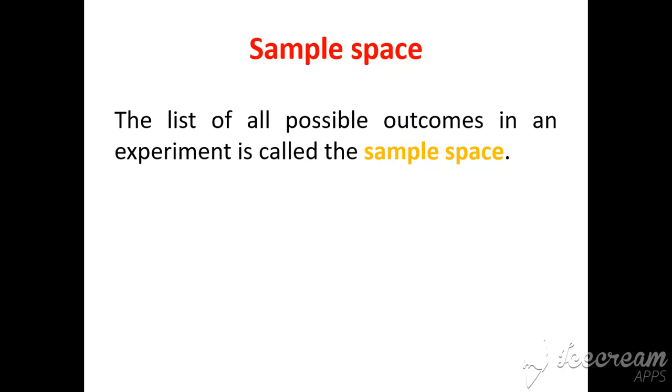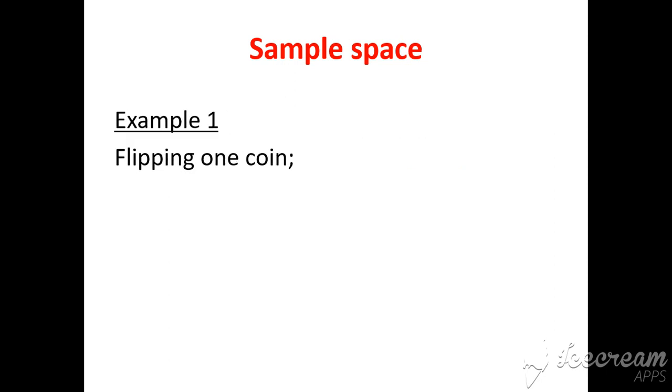Right, so the list of all possible outcomes in an experiment is called a sample space. All possible outcomes, we call it a sample space. So let's show you what we mean.